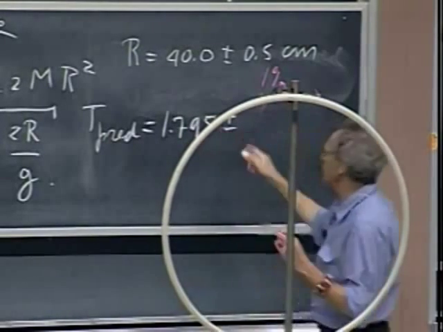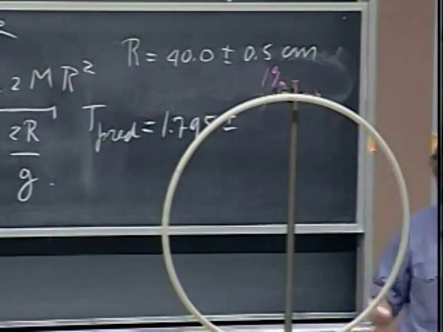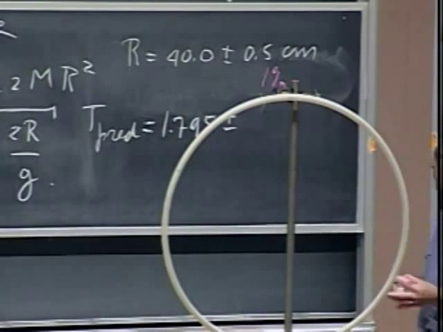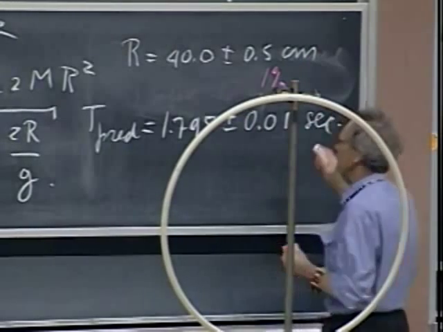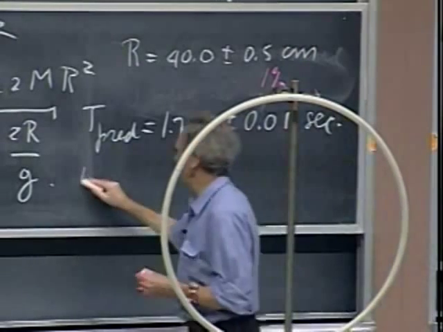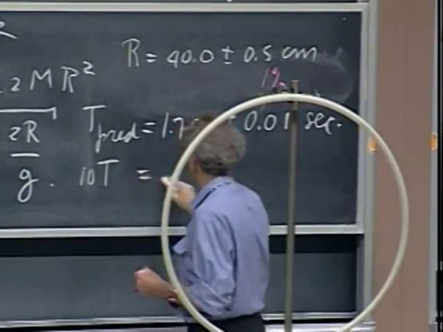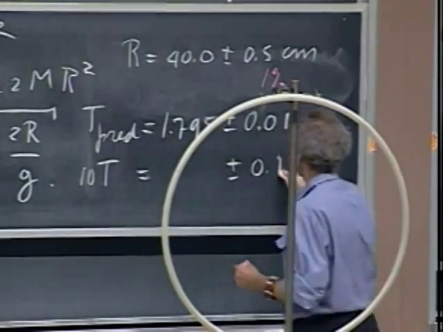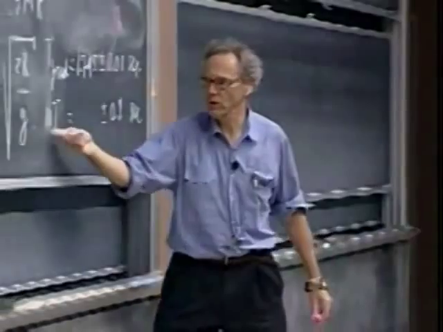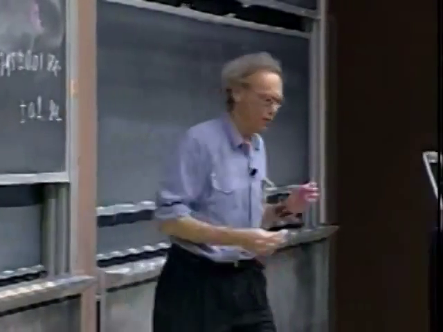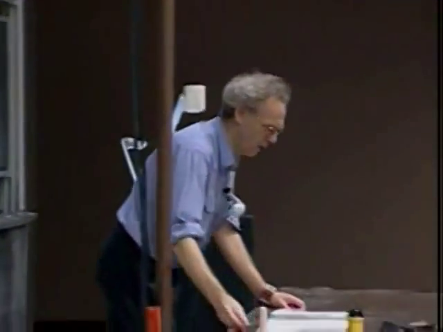And that will become a 0.5% uncertainty. Half of 179 is about 1. So let's make it easy, 0.01 seconds. That is my prediction. And I'm going to make 10 oscillations, which gives me an uncertainty of 0.1 seconds in 10 oscillations. So that gives me an uncertainty of 0.01 in 1 oscillation.